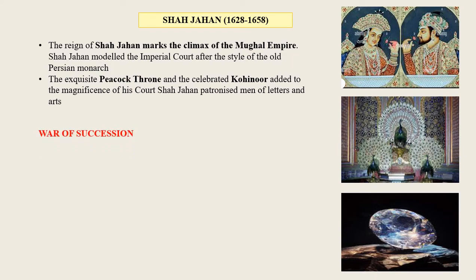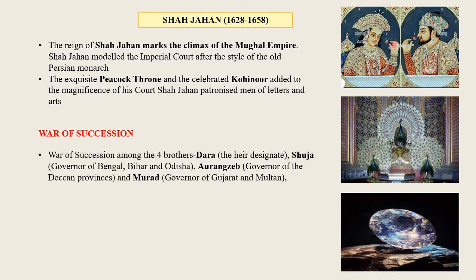War of Succession. Shah Jahan was taken seriously ill in 1657. A war of succession began among the 4 brothers: Dara, the heir designate; Shuja, governor of Bengal, Bihar and Odisha; Aurangzeb, governor of Deccan provinces; and Murad, governor of Gujarat and Multan.